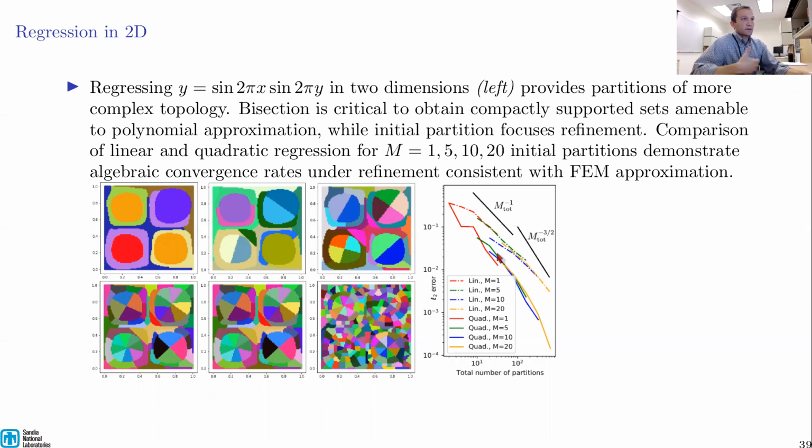are consistent with finite element approximations when we use linear monomials or quadratic, linear polynomials or quadratic polynomials inside of our POU net. So these are the algebraic rates that we would get with finite element approximation for linear and quadratic.